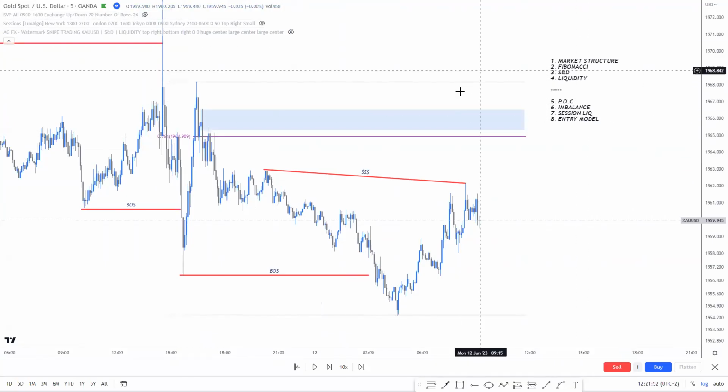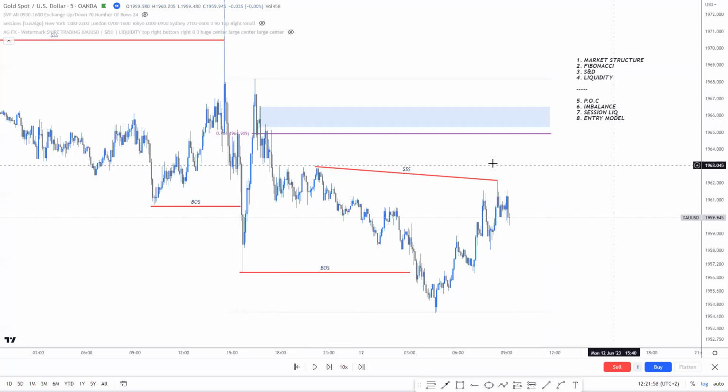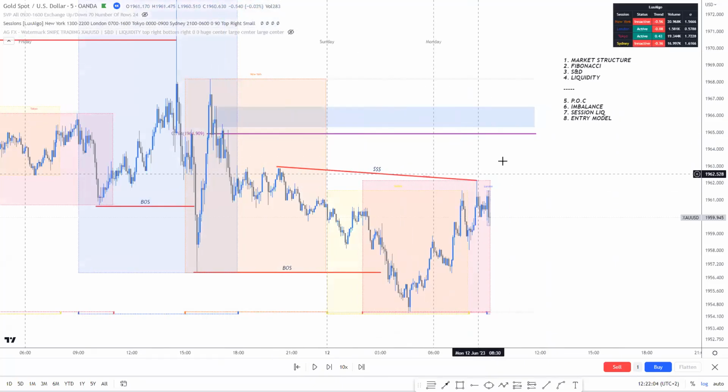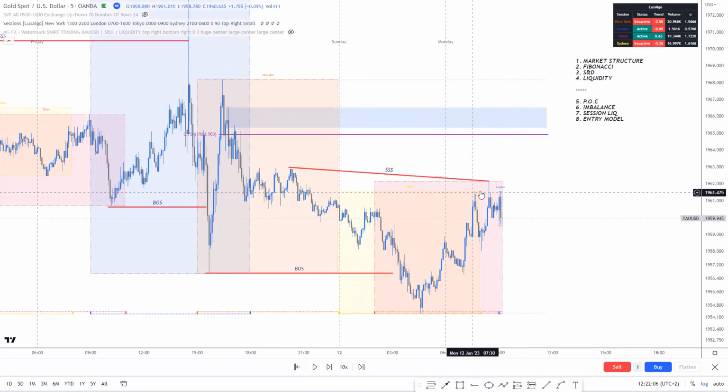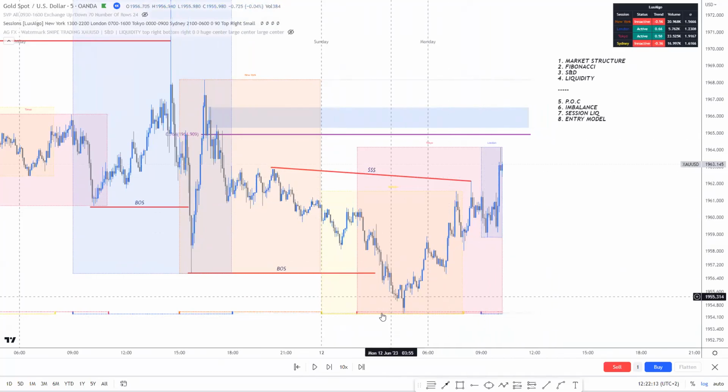Then session liquidity. We actually did have some session liquidity. Okay, at this point we had session liquidity. But if we go further, during the overlap, price came to the zone.